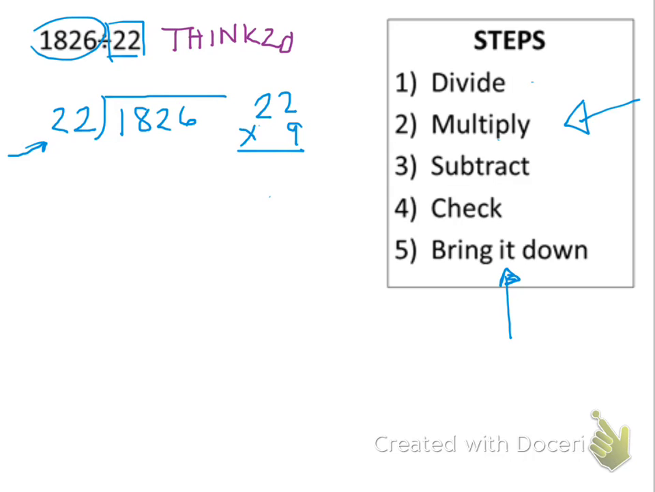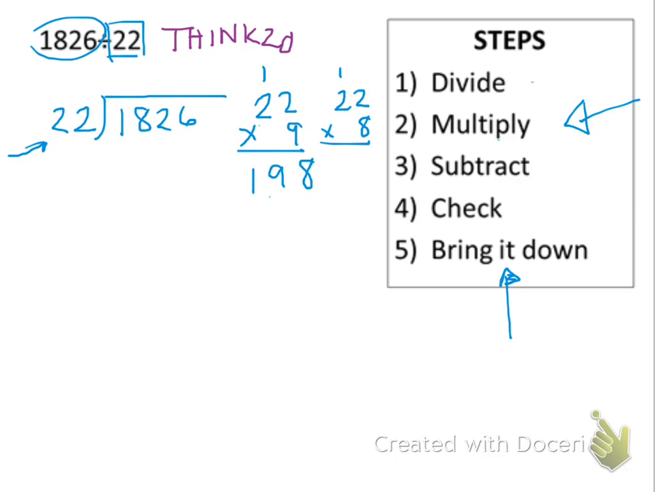So 9 times 2 is 18. And then again, 2 times 9 is 18 plus 1 is 19. So we get 198. Now let's look back at our question. We're trying to figure out how many times 22 goes into 182. Well, 198 is too big. So let's decrease it by 1. So we now have 22 times 8.